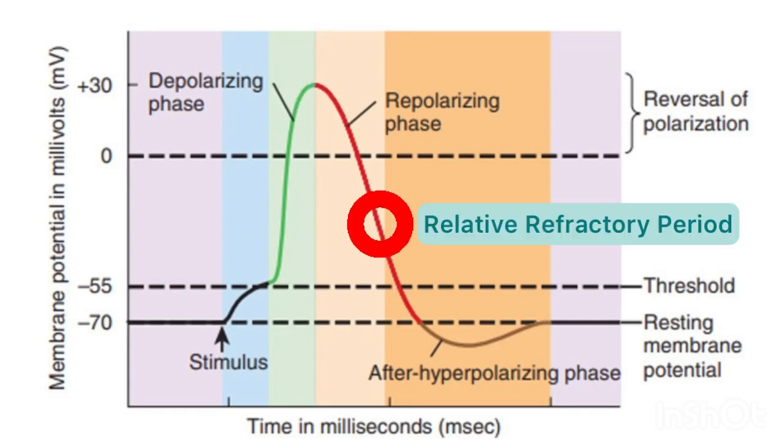Then you have your relative refractory period. It is the short interval during which the excitability of the nerve gradually returns to normal, or during your repolarization phase. So this limits the frequency and continuous excitation of the impulses because it will trigger the relaxation of your nerve.